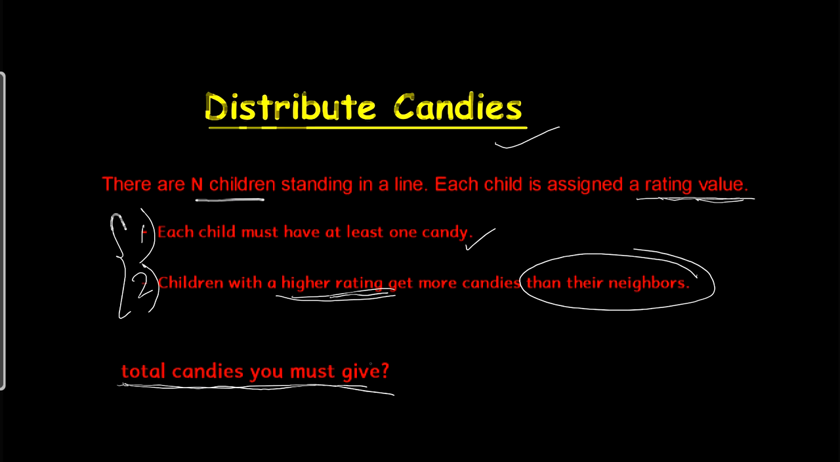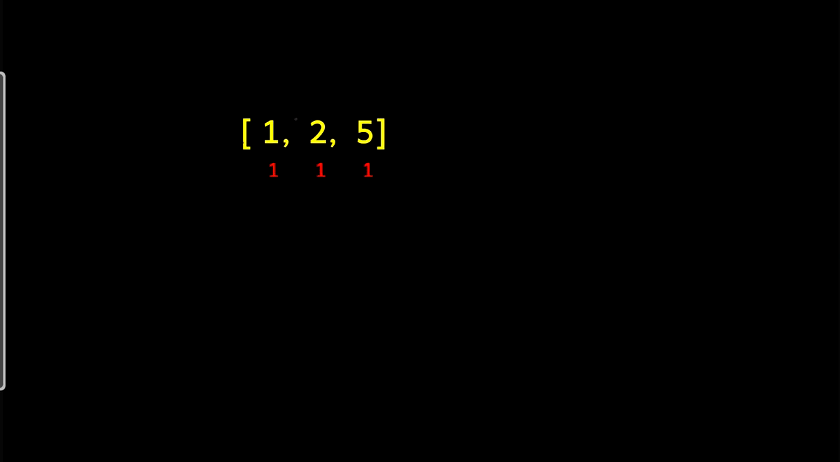Let's understand this with respect to 3 children. There are 3 children over here and there is a rating. With respect to it, we have to give candies to each child. So first of all, we will give 1 candy to each child, as per our first condition, each child must have at least 1 candy. And then we will compare each child's rating with their neighbors.